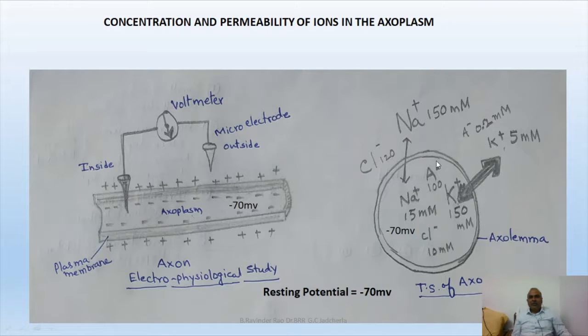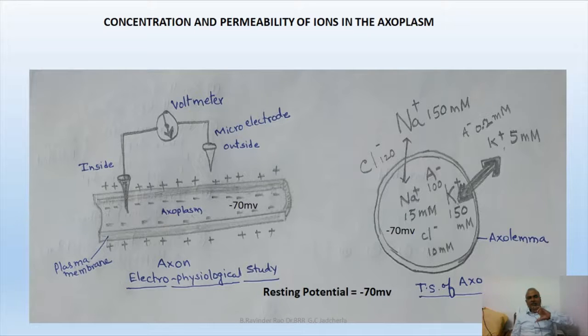And in addition to that, chloride is not permeable, and amino acids are there inside, 100 millimoles of amino acids. Outside you see very, very little, it is only 0.2 millimoles. So that's why more negative ions are there inside, hence more negativity, minus 70 millivolts. Friends, you might have understood about the establishment of resting potential. It is because of more negative ions inside.